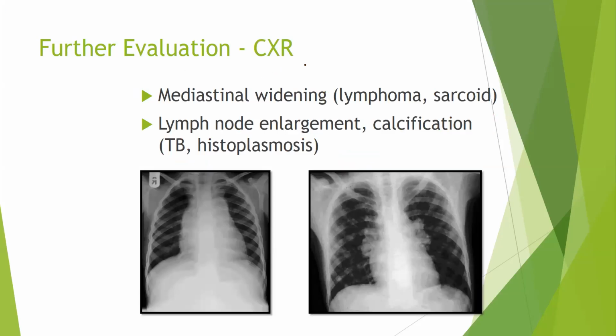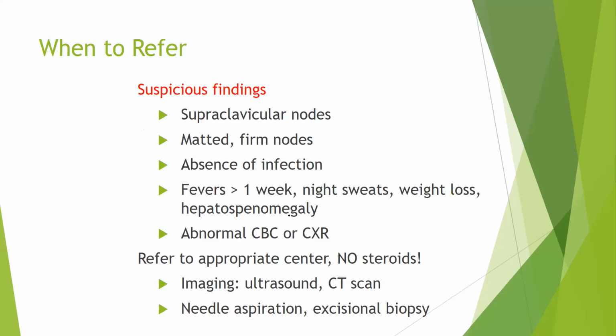So here's a further evaluation. Let's go a little bit farther here. If we're worried about malignancy or lymphadenopathy, we can take a chest x-ray of these kids. If we see this widened mediastinum, check out how wide this mediastinum is here. This is also some kind of parabronchial thickening and widening. This is indicative of some sort of malignancy, so we probably need to do a referral for this kid as well. If we see calcifications, we can think about tuberculosis and histoplasmosis. Those are just some things to keep in mind.